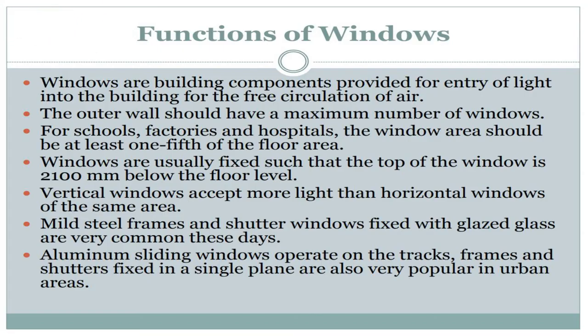Mild steel frames and shutter windows fixed with glazed glass are very common these days. Aluminum sliding windows operate on tracks. Frames and shutters fixed in a single plane are also very popular in urban areas.